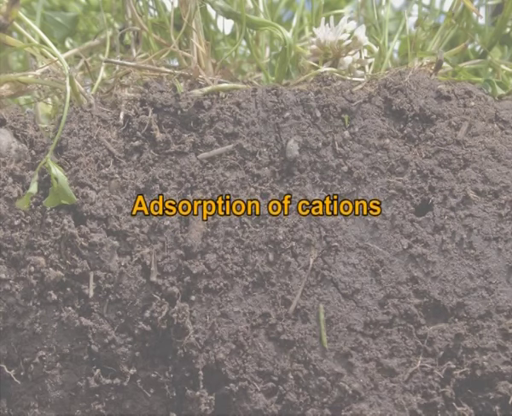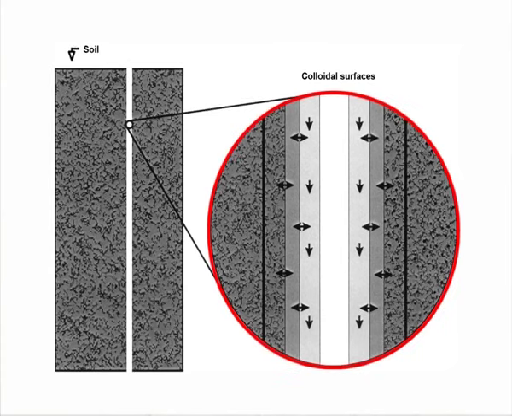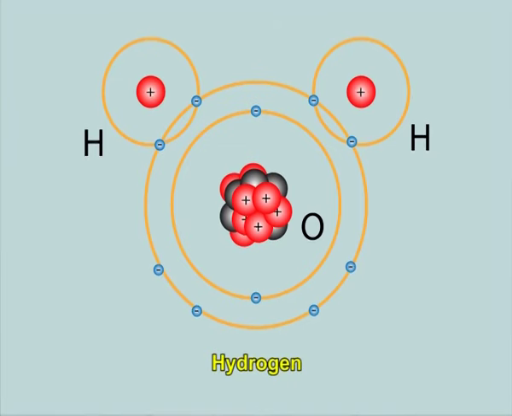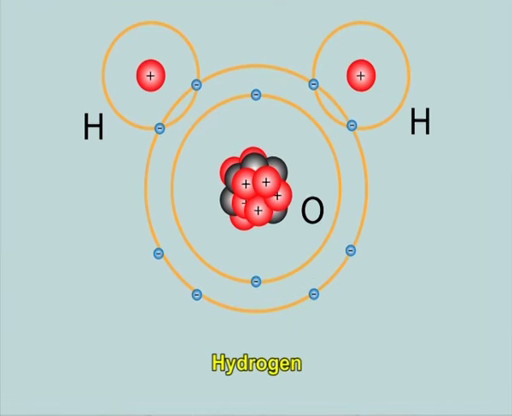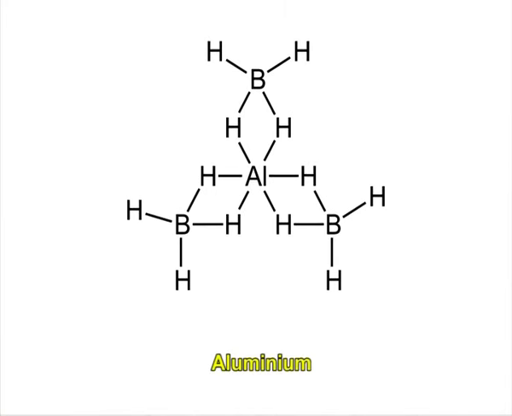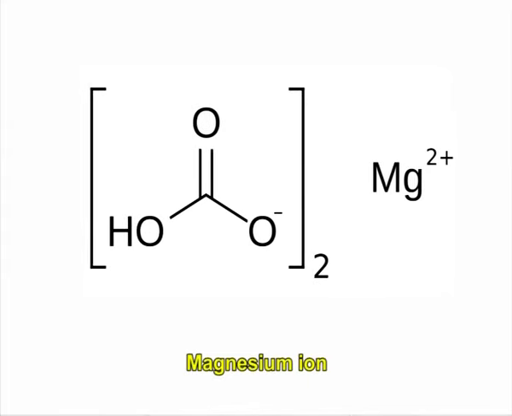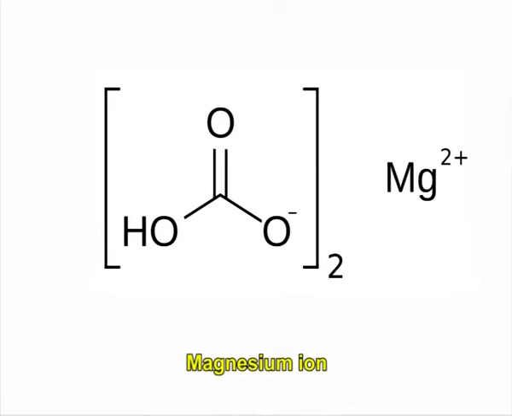Adsorption of cations. As soil colloids possess negative charge, they attract and attach the ions of positive charge on the colloidal surfaces. They attract cations like hydrogen, aluminium, calcium and magnesium ions. This gives rise to an ionic double layer.